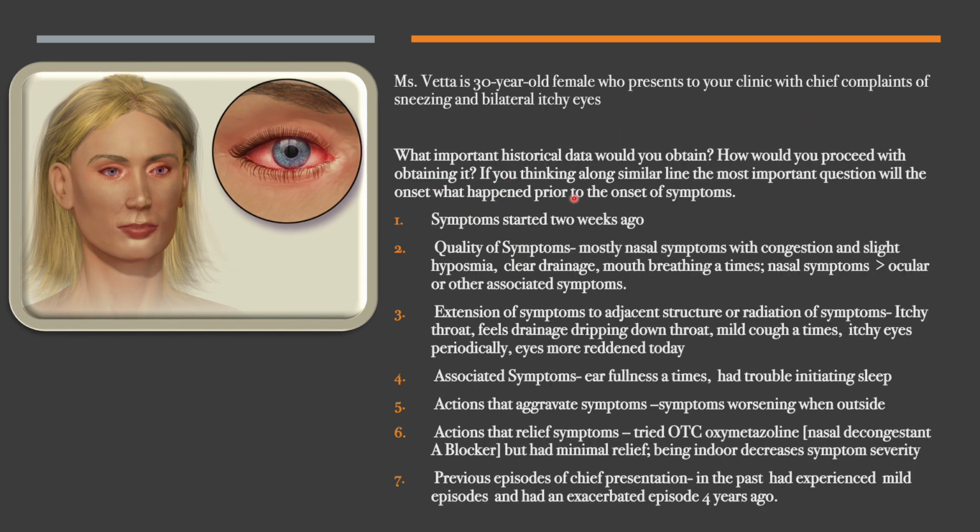Here is a summary of your history interview of our lovely patient. Symptoms started 2 weeks ago. Quality of symptoms: mostly nasal symptoms with congestion and slight hyposmia, clear drainage, mild wheezing at times. Patient reports nasal symptoms to be greater than ocular or any other associated symptoms.